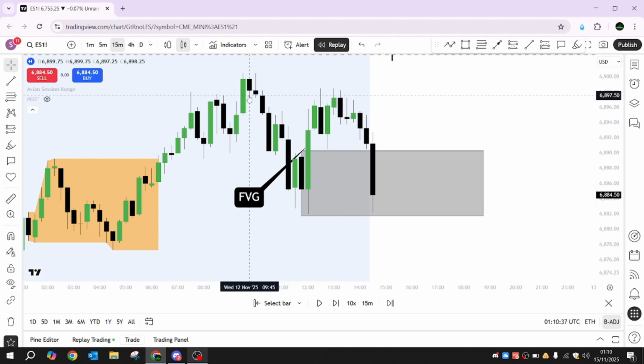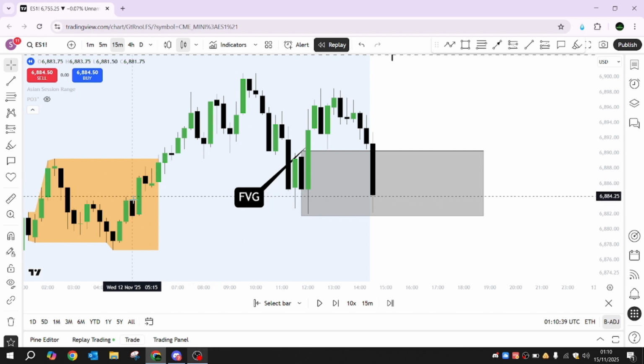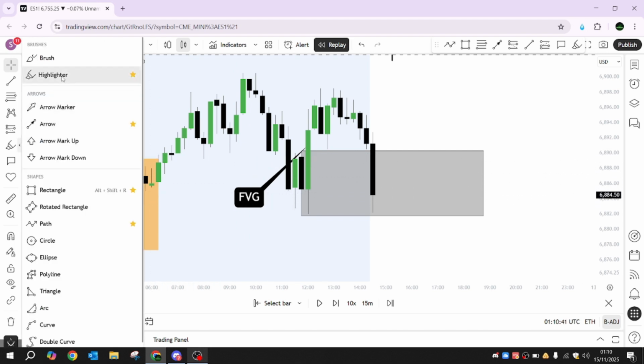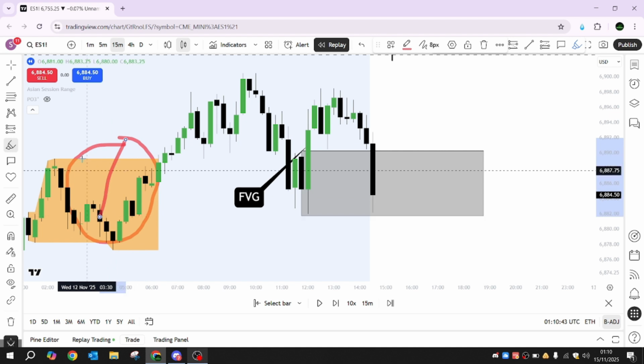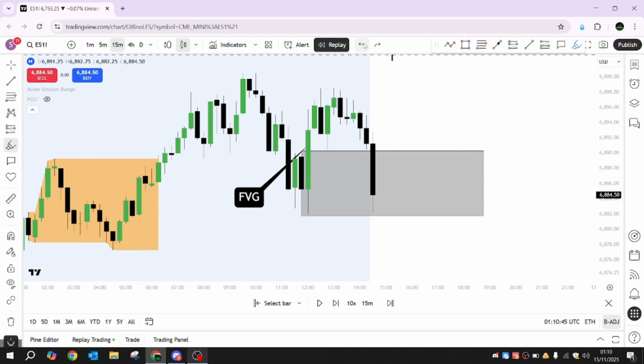Now there was one over here. There was probably one down here somewhere. I don't usually use ones in Asian range. So this is an Asian range. I don't normally use these. I want to find a fair value gap in either London session or New York session and trade the order flow reaction from there. So this is what I'm doing, right?